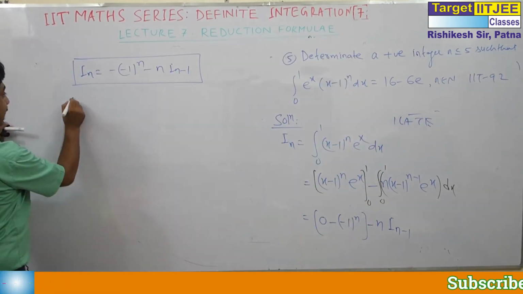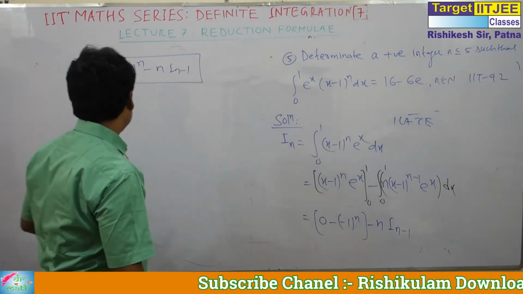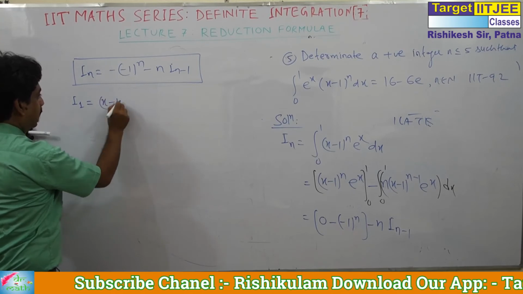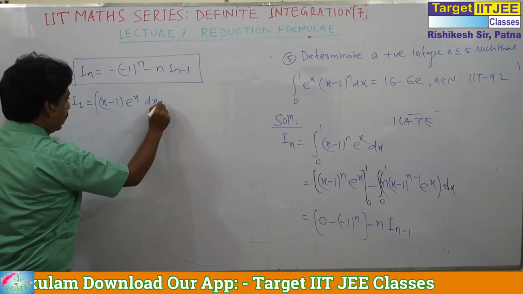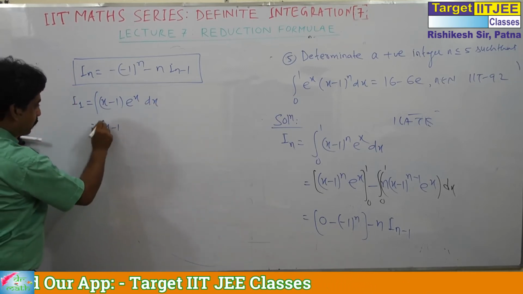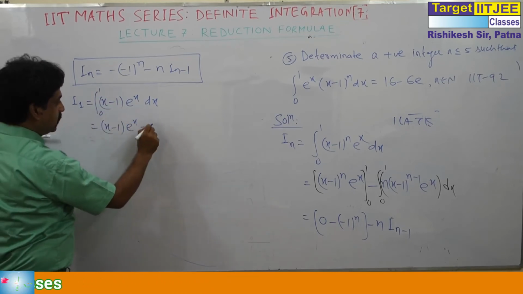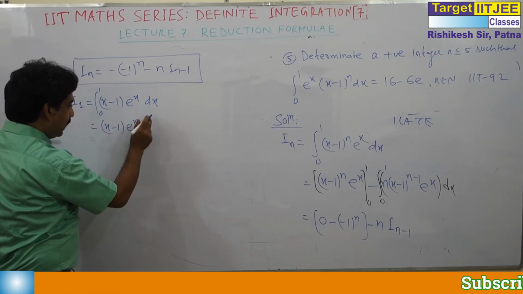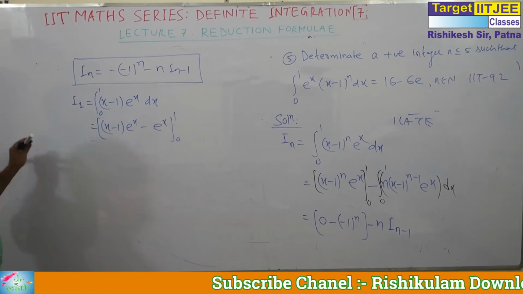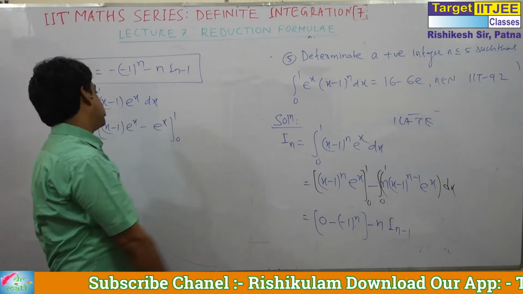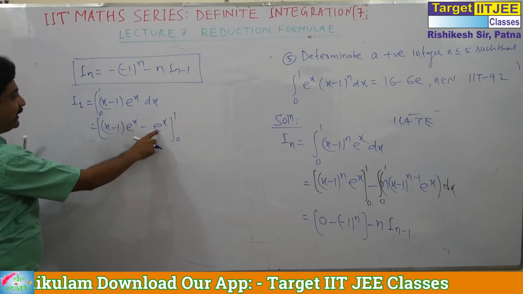First of all, we will find I1. Start with I1, meaning when n is equal to 1, this is the integral of x minus 1 into e to the power x dx. Again, integration by parts. First function, limits 0 to 1. Integration of second function minus differentiation of first function into integration of second function finally becomes this one. Do it yourself. You should be mature enough to get the reduction formula. Differentiation, integration and integration again. We finally find e to the power x.